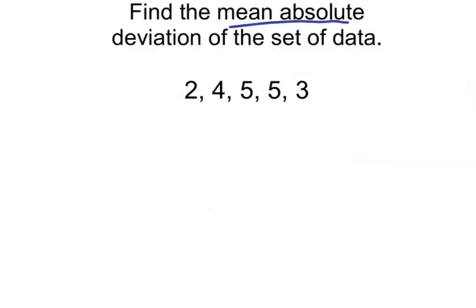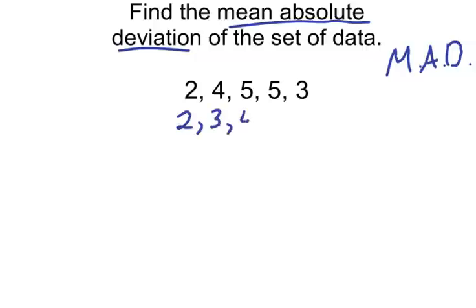Find the mean absolute deviation again. Okay, remember that's called the MAD, mean absolute deviation. You actually might see it abbreviated just like that. All right, and I always like to put the numbers from least to greatest, so I'm going to rewrite our data set. 2, 3, 4, 5, and 5.